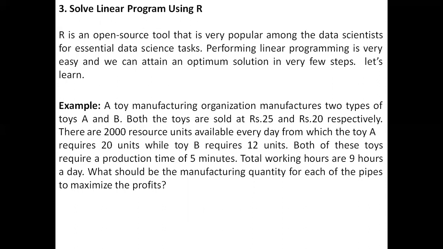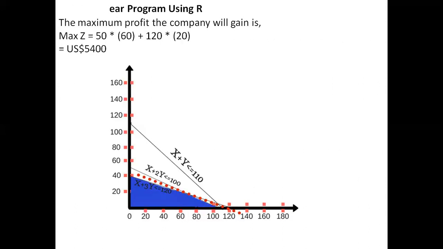So here it clearly specifies the maximum profit, by substituting in the maximization problem that has been obtained, that maximum Z is equal to 50x plus 120y. Hence upon substitution we will be getting 5,400 US dollars as a maximum profit by the yielding of both these wheat and barley.